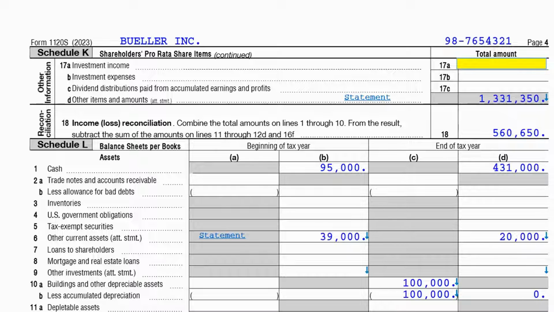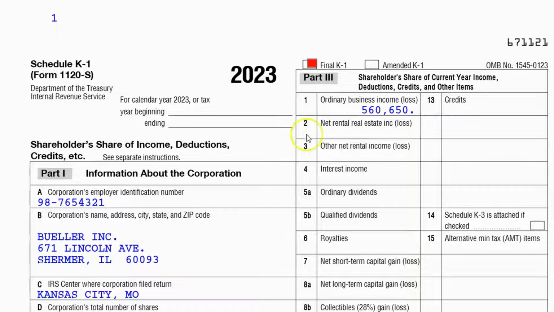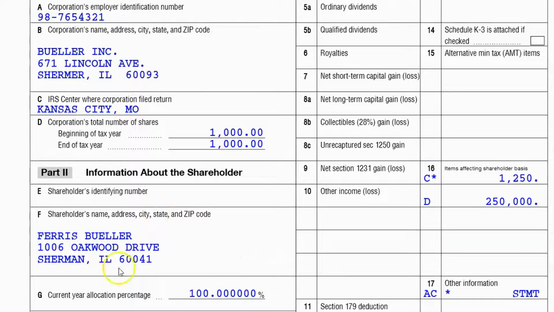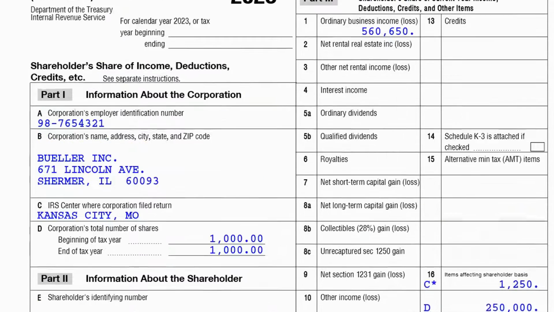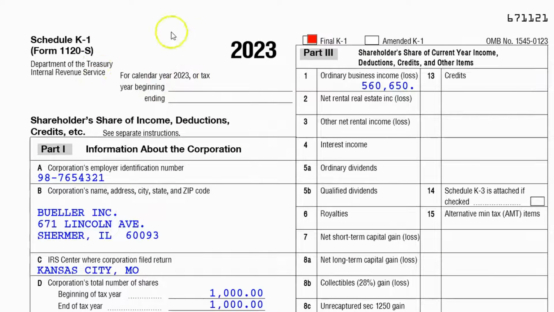So now let's go to that question of, all right, well, how does the business pay the tax on that income? Well, the shareholders. So in this case, Ferris, he owns 100% of the company, okay? He's going to get a K1. And this K1 is generated from the business, okay? So the business is part of this whole tax return, this 1120S, it creates a K1. And the K1 is given to the shareholder.